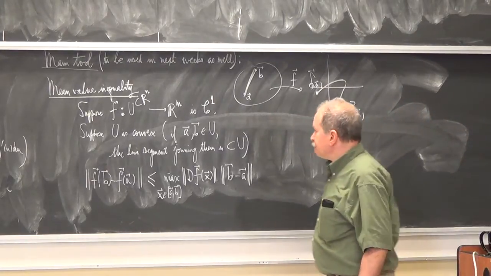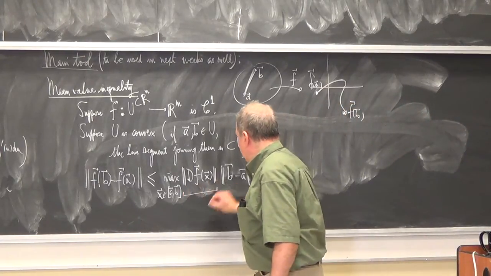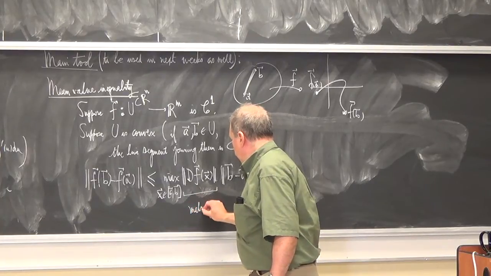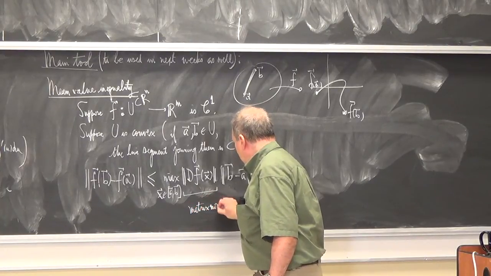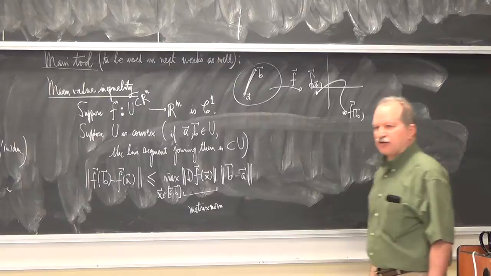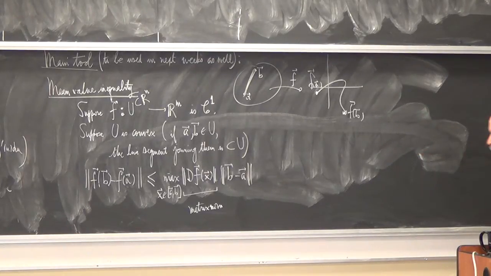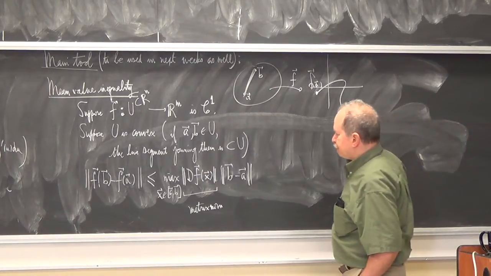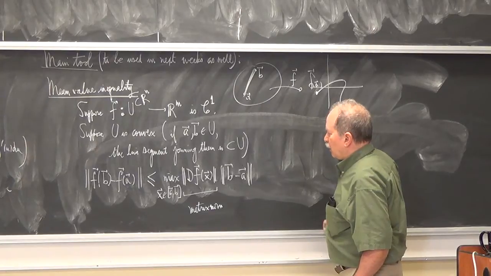Sorry, was norm the max? This max is the matrix norm. Yeah, the matrix norm. It was going back to just the maximum amount it stretched unit vectors. Okay.